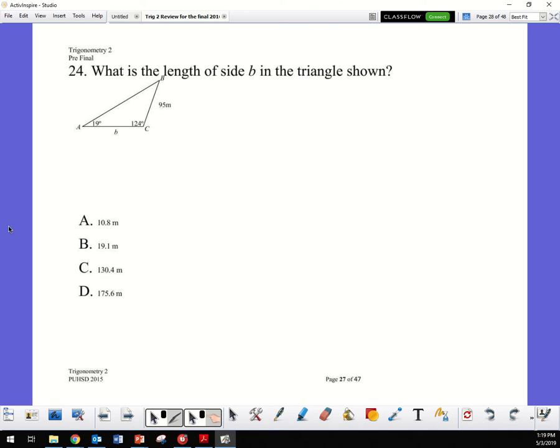All right, so what is the length of side B in the triangle shown? Now, we need to identify the information that we have. I know that I have an angle and a side. So angle, angle, side. That means I need to look to see, do I have a pair? Do I have a big and little of something? Yes. What do I have?